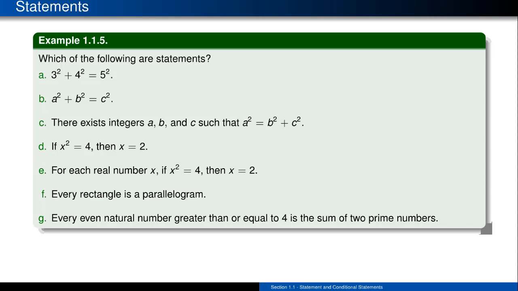All right, so in this example, we're going to be given a whole bunch of different types of sentences, and it's our goal to identify whether or not these things are in fact statements. If you go back and remember what a statement is all about, a statement is simply a declarative sentence that has this really special property that it is either going to be true or false, but not both. There's none of this wishy-washy middle-of-the-ground stuff.